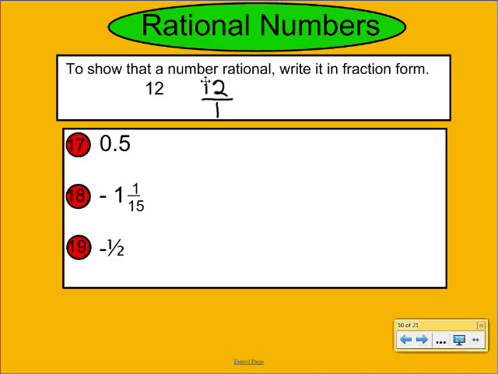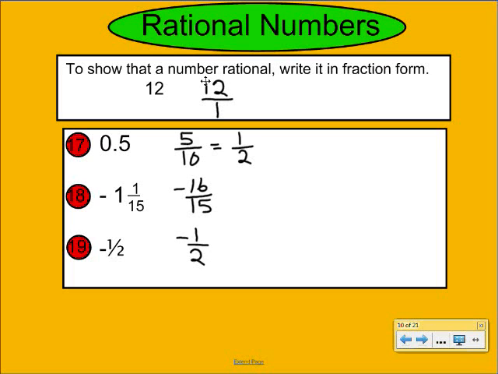Okay, welcome back. Taking a look at number 17, this decimal 0.5 is 5/10. I'd write it as a fraction, 5 over 10, and I would simplify that to 1 over 2. In number 18, a negative 1 and 1/15 would be a negative 16/15. And in number 19, a negative 1/2 is still a negative 1/2.